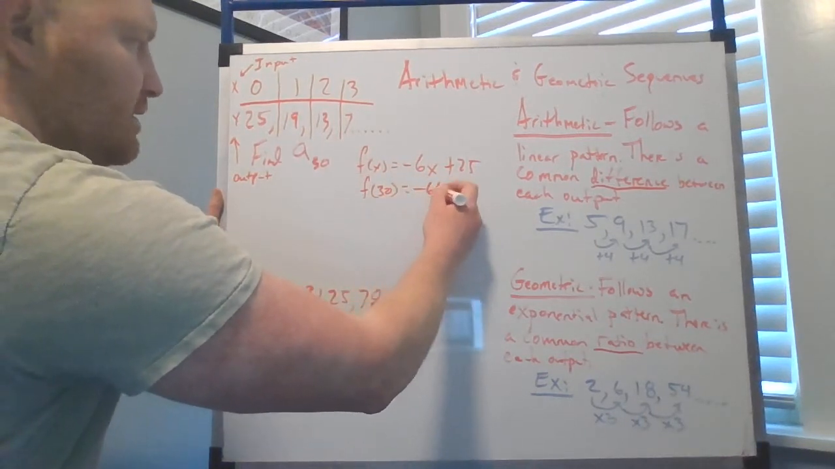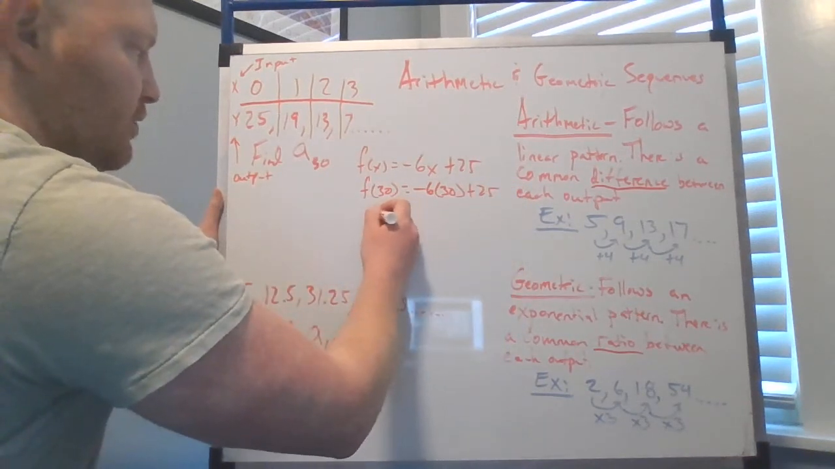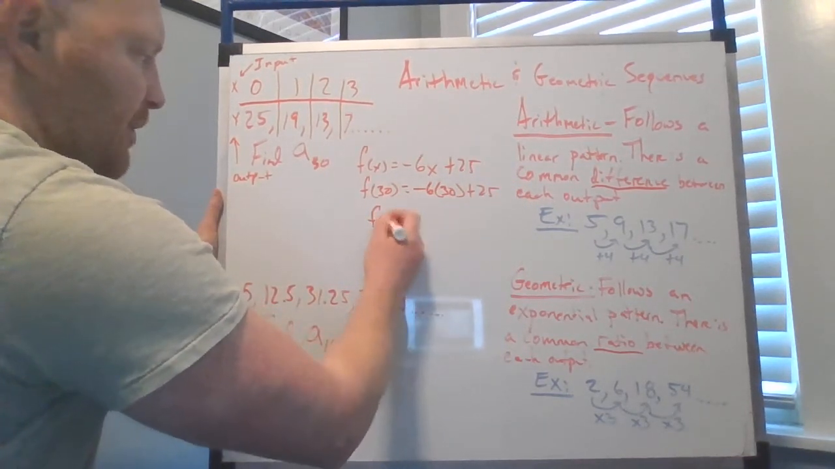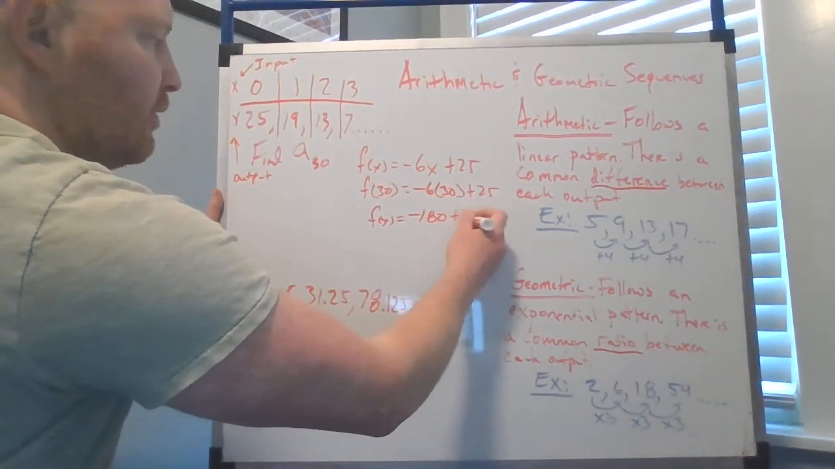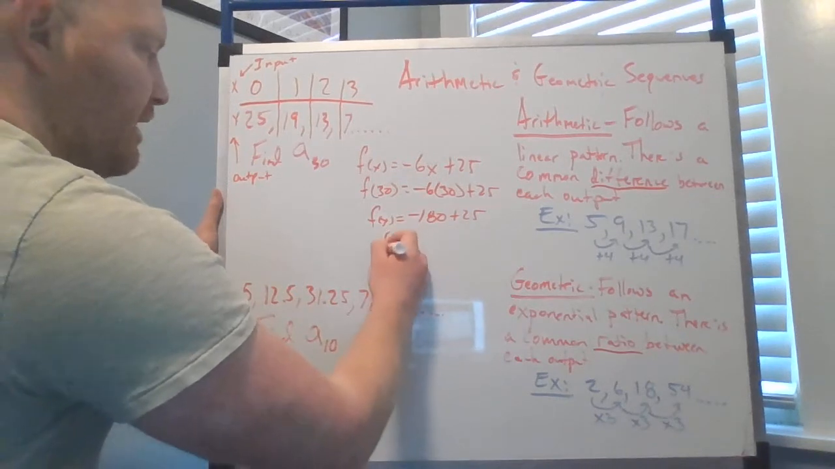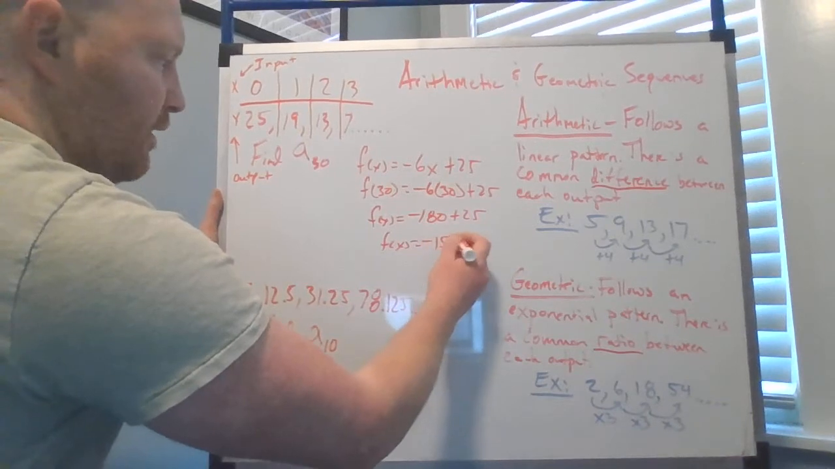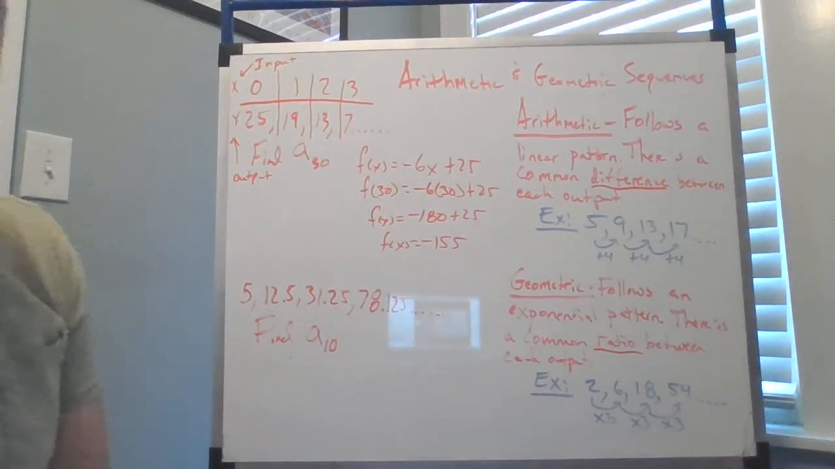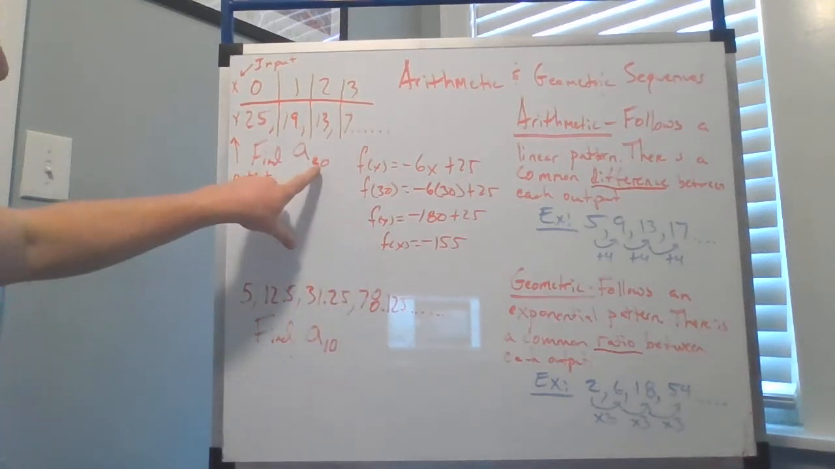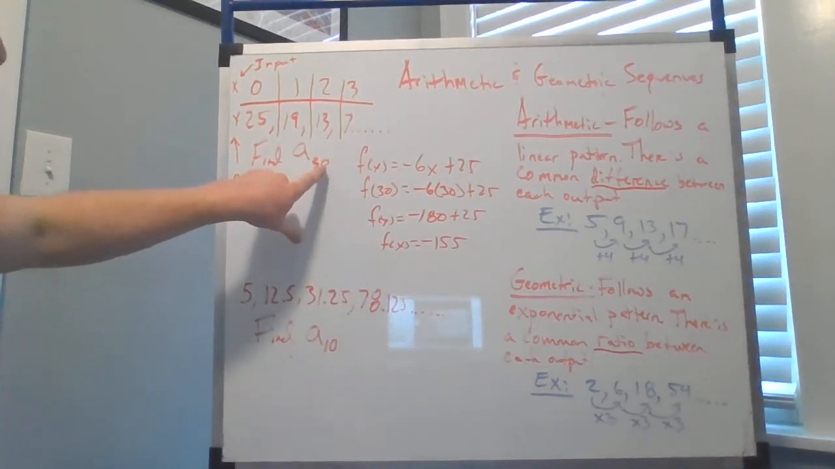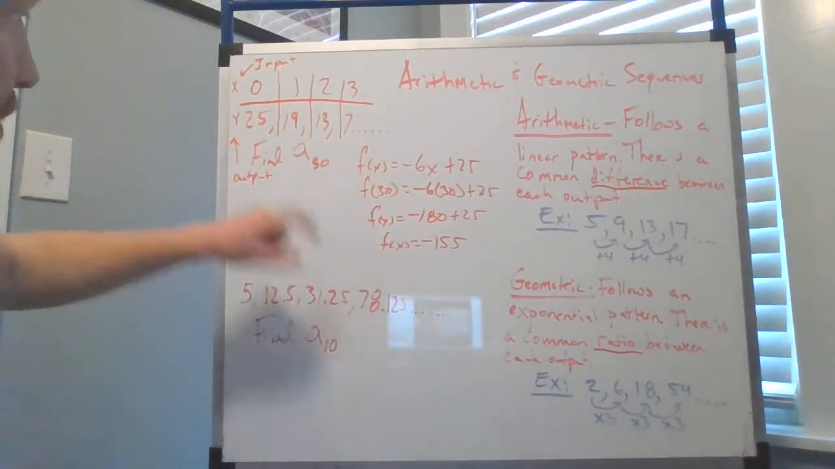So I do negative 6 times 30 plus 25. Negative 180 plus 25, and f of x, my output when I input the 30, I get negative 155. That is all you got to do, but I really want you guys to focus on the language. Remember, this means find the 30th output from this input, okay? Output is the f of x, input is just the x.